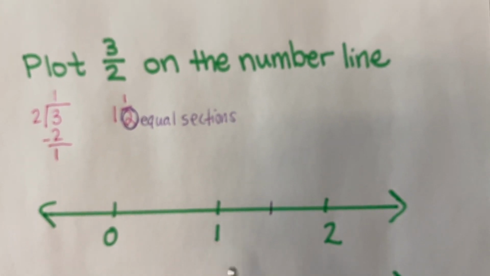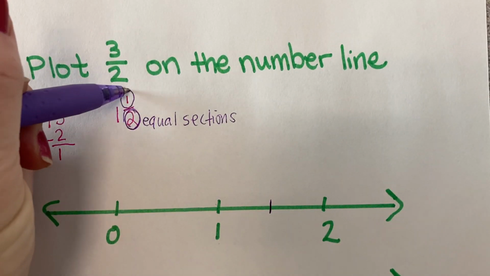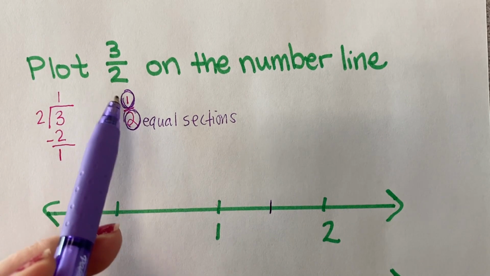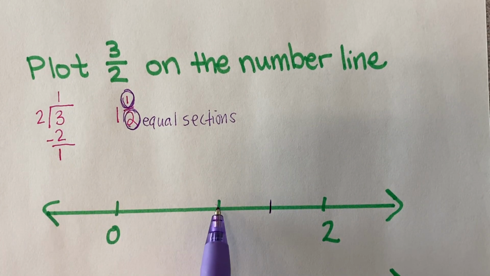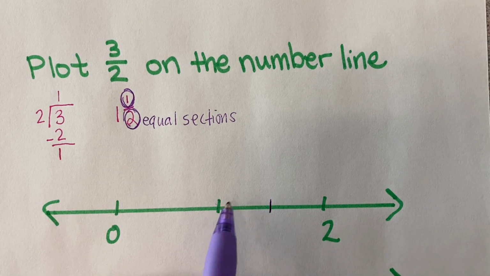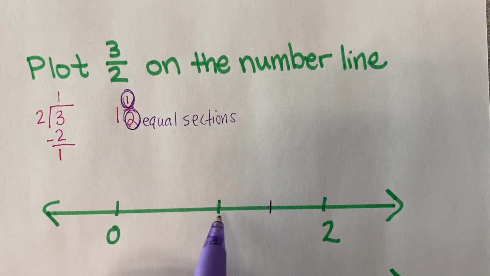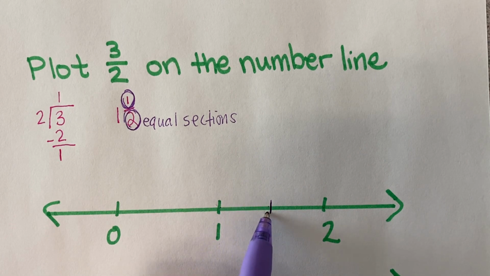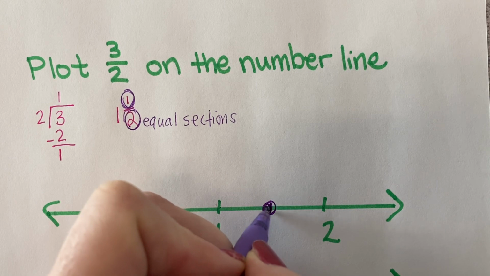Okay, so now you look to the numerator, and that's how many spaces you move from the 1. So we've split this into 2 equal sections. That's the denominator. Now we're going to just move 1 to the right. This is the location of 1 and 1/2.